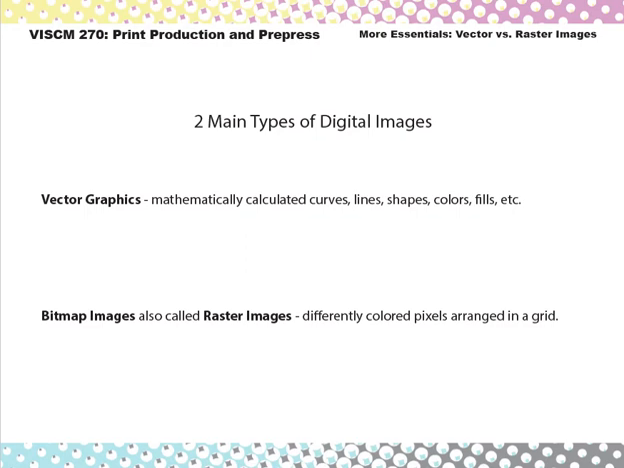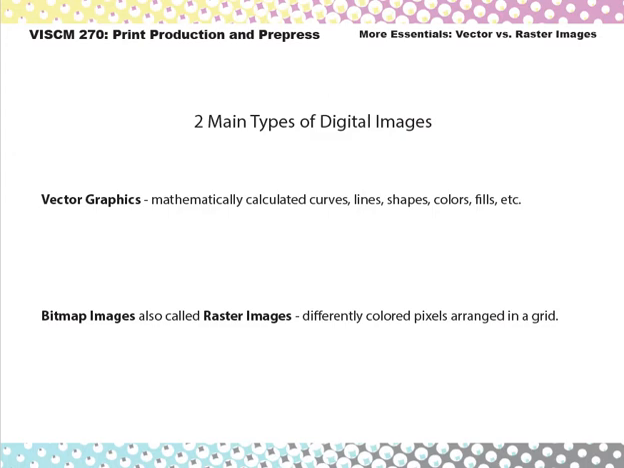In this video, we're going to look at the two main types of digital images that you would be working with. So in graphics and in graphic production, we have two main categories of images. One is vector graphics, and the other is raster images or bitmap images.